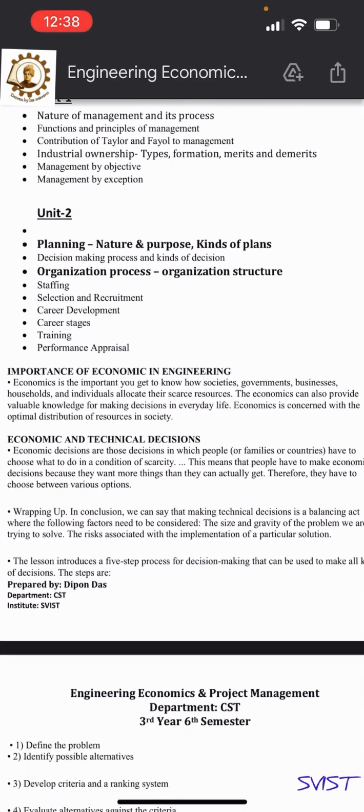And the next part is the organization process. Organization process, as you know, is how we would like to organize and place particular talents, where we could utilize those talents in a certain manner and get things done in a smooth manner.